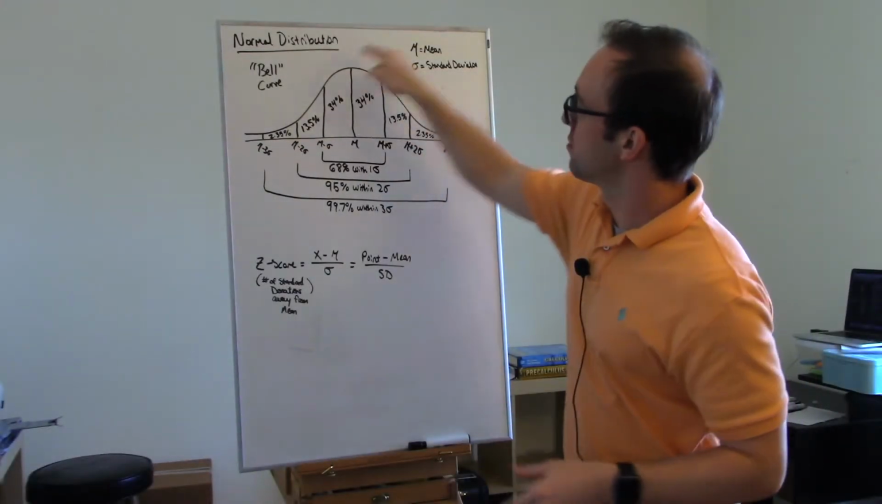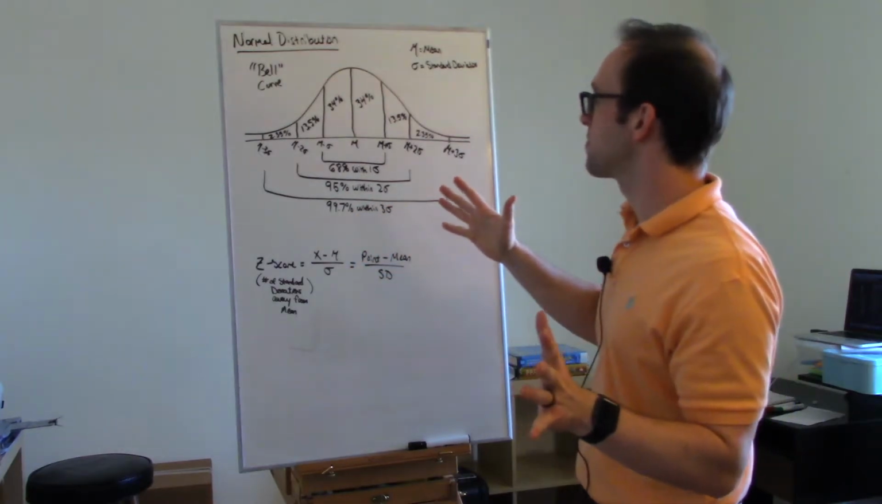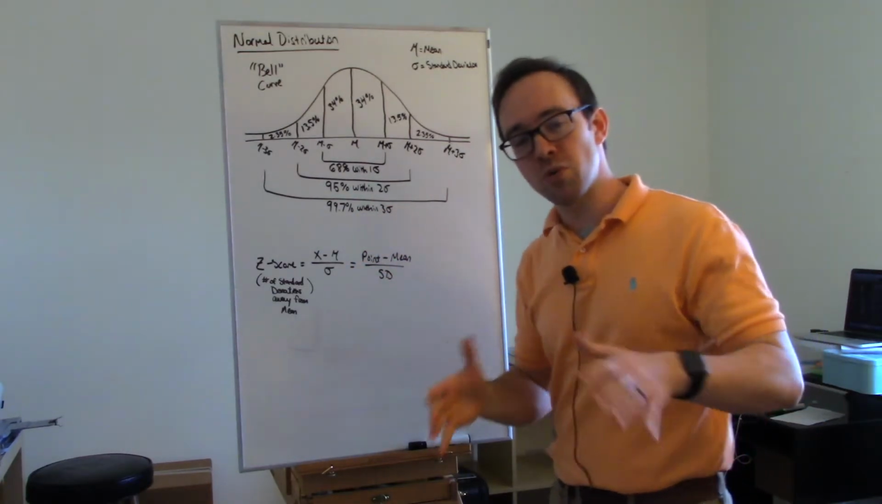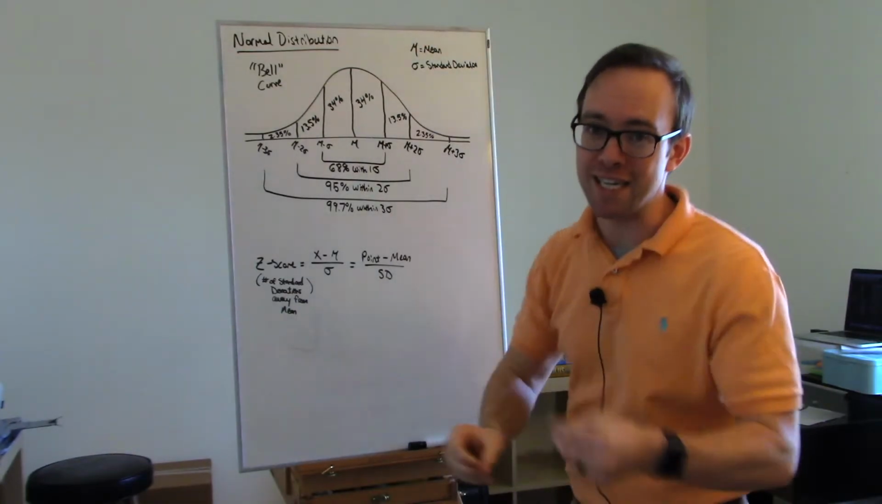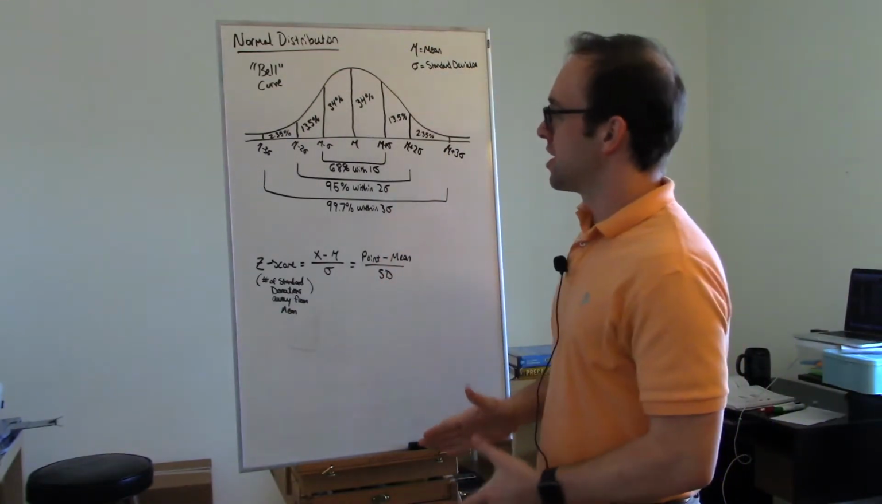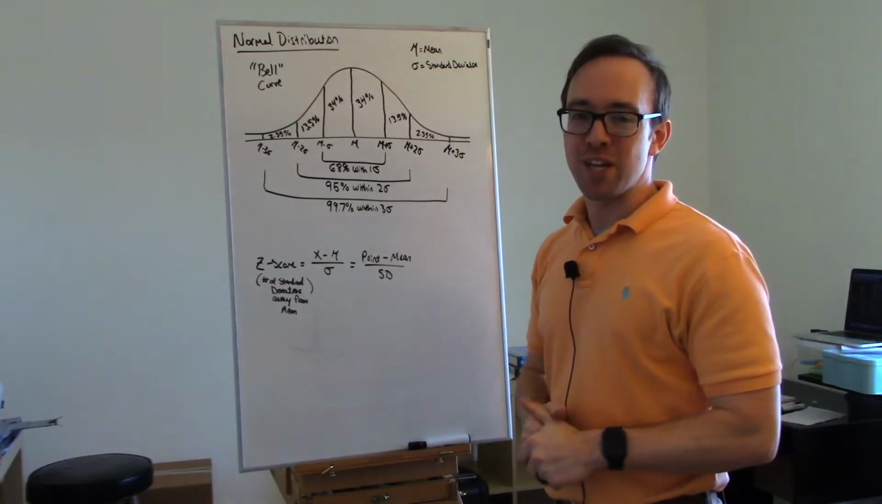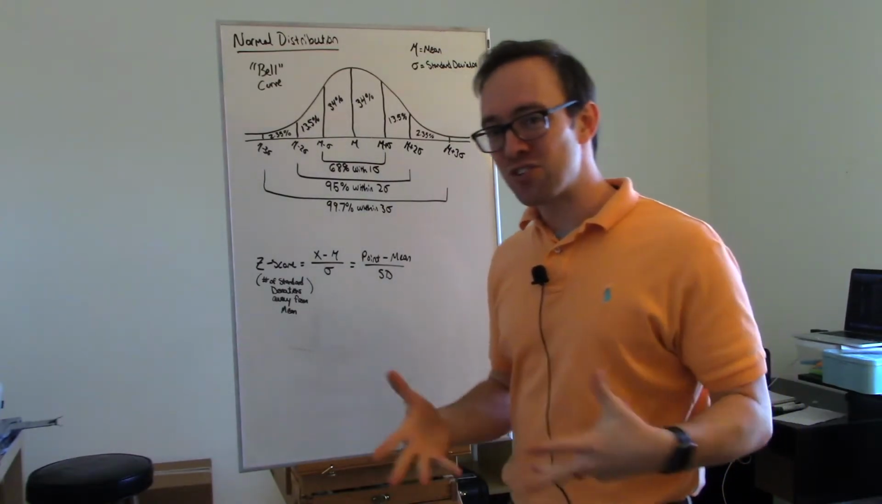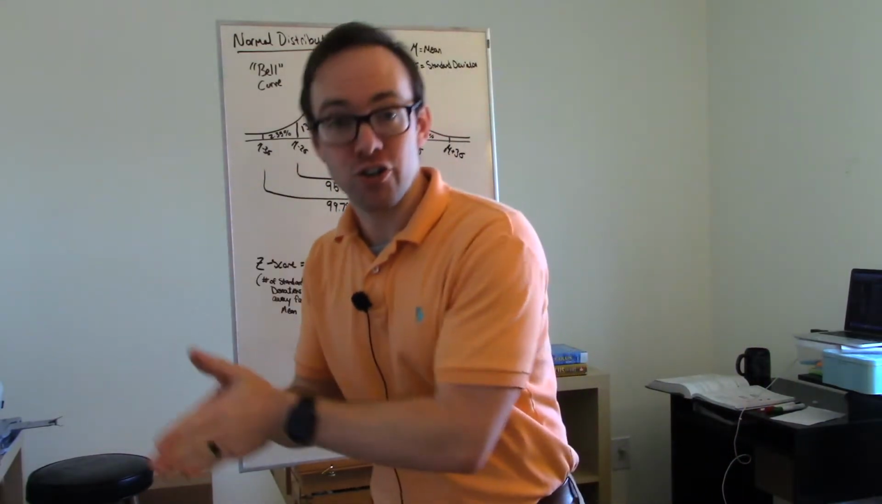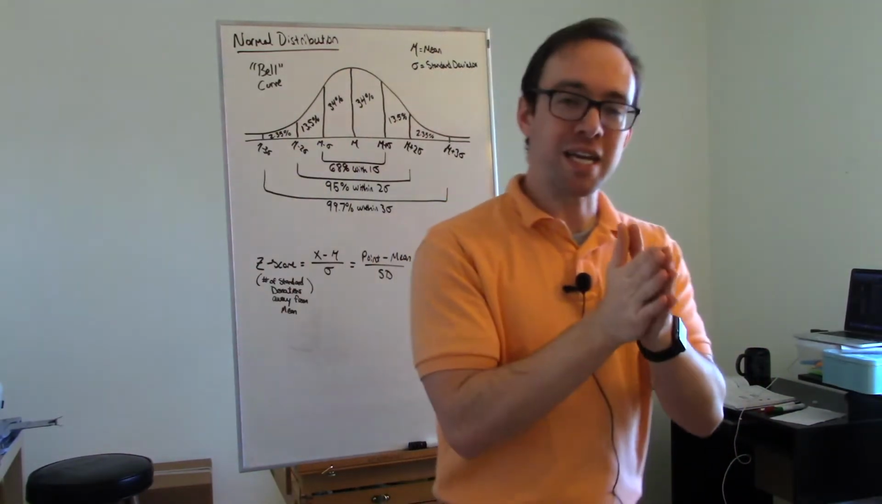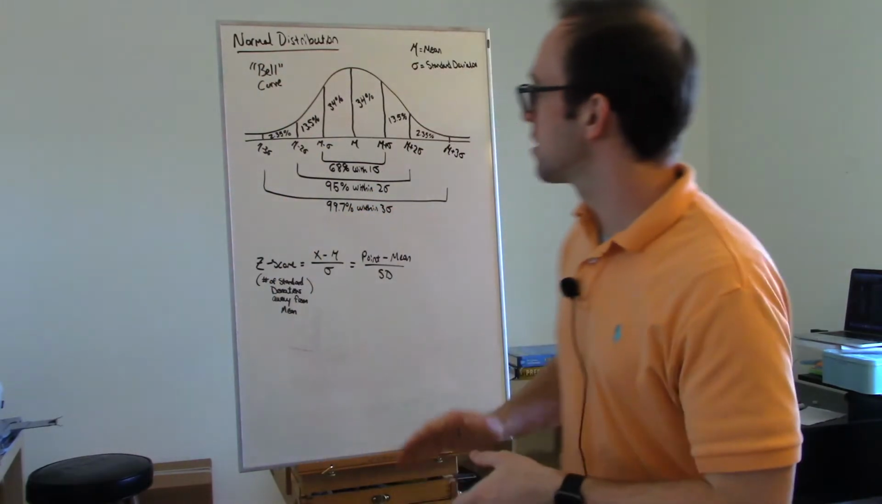Here we have the bell curve. When you see a couple of these symbols, I want to make sure that you understand what they are. The little M with the tail is the mean, so the average. And then the 0 with a tail is standard deviation. That is a statistical measure from the mean that will encompass a certain percentage of your data.